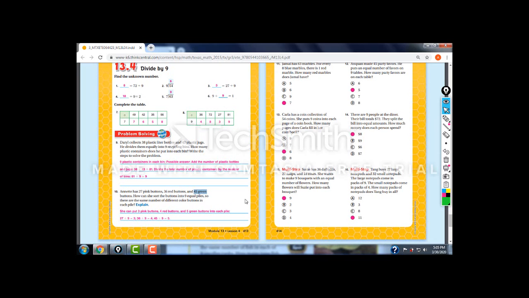Notice that you're not adding those. You're just answering this question right here. How can she sort the buttons into 9 equal piles? And she's just sorting the buttons. She didn't say how many total buttons she sorted. She is just sorting these buttons, each one, into 9 equal piles. So hopefully your answer is correct here.